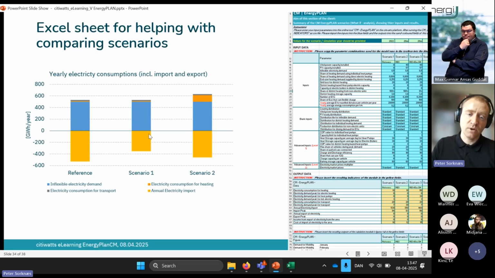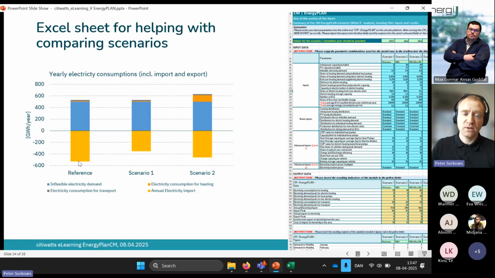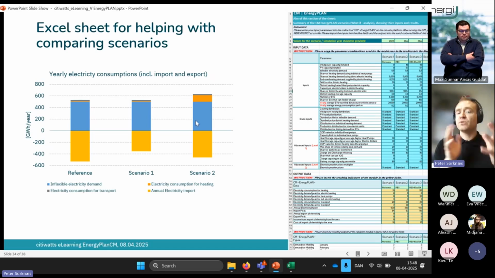I then made scenario 1, which is renewables, and scenario 2, where I add the electrification of district heating. And here you can see, of course, the yearly electricity consumptions, and the minus here is the import. And that's why it varies, because when I add renewables, of course, I import less into the system. And then you can see that the main one in this case is in flexible demands. And of course, we could play around with this and put more electric vehicles in, and that might change the picture again.